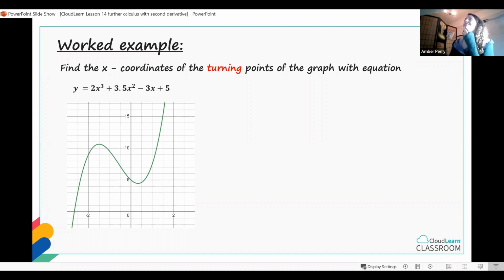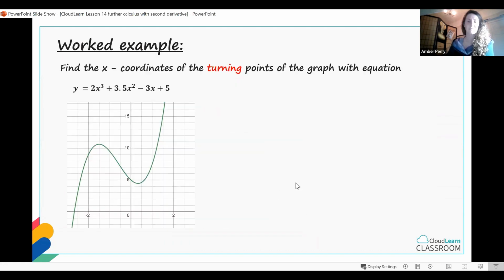If you're feeling good, I see a thumbs up in the chat. So I was about to say, if you're feeling confident, we can have a look at doing the turning points of the graph of the equation y equals 2x cubed plus 3.5x squared minus 3x plus 5. Now, this has got 2 turning points. So this means we need to find 2 sets of coordinates, okay? We need to find one here and one here. So we can have a look at doing this. This is probably as challenging as this topic gets, so don't stress too much. I will definitely go through it with you.